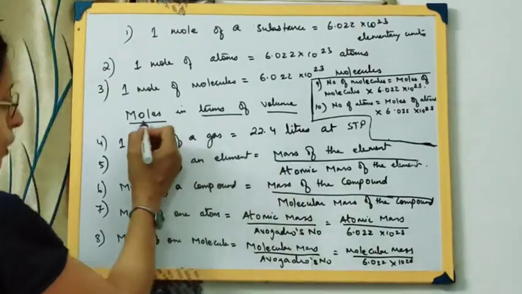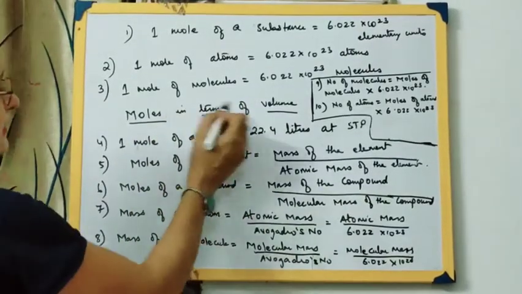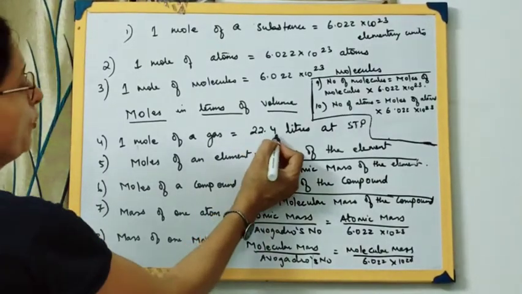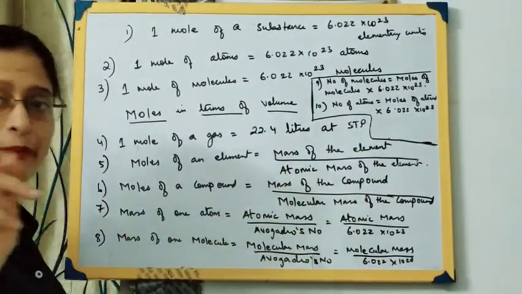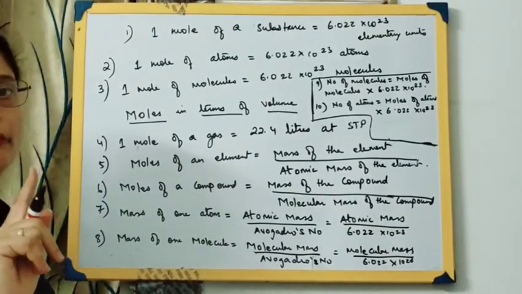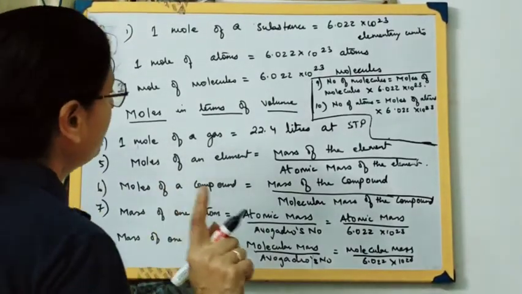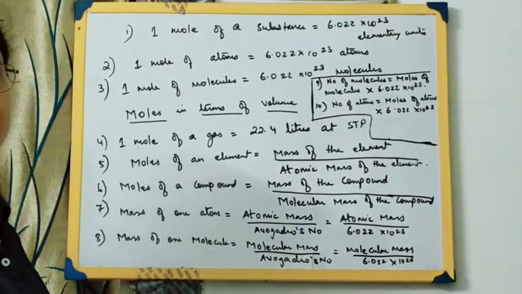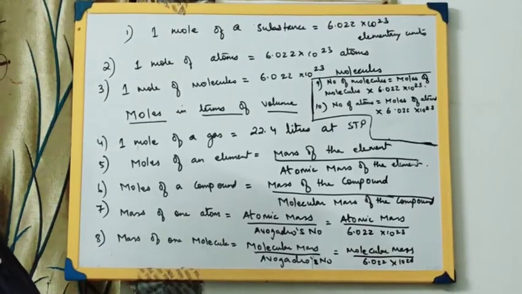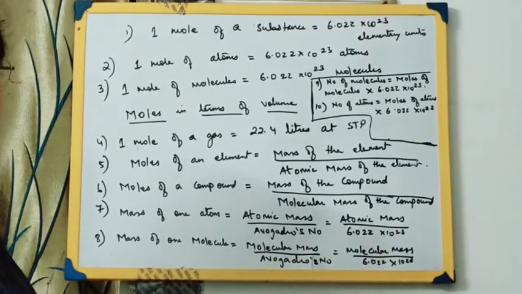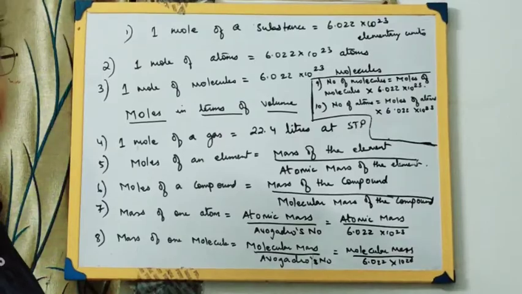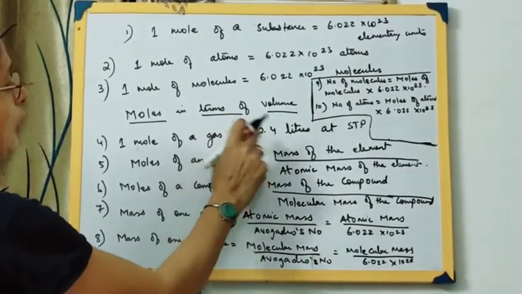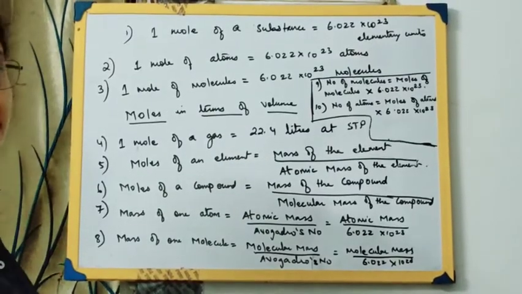molecules. Then moles in terms of volume, or moles in terms of molar volume, same thing, that is 1 mole of a gas occupies 22.4 liters at STP. 1 mole of a gas, whatever it may be, will always occupy 22.4 liters at STP. Now suppose I say 1 mole of sulfur dioxide, it contains how many grams? Sulfur dioxide, that is sulfur is 32 plus oxygen is 16 into 2, that is again 32. So that will be 64 grams of sulfur dioxide will occupy 22.4 liters at STP.